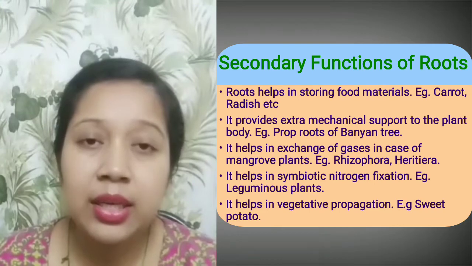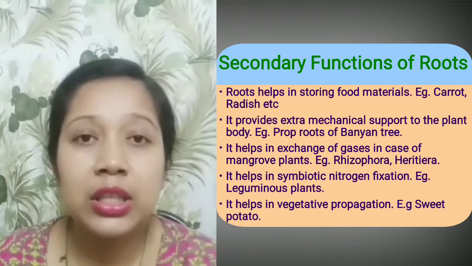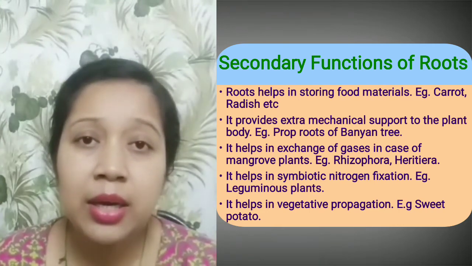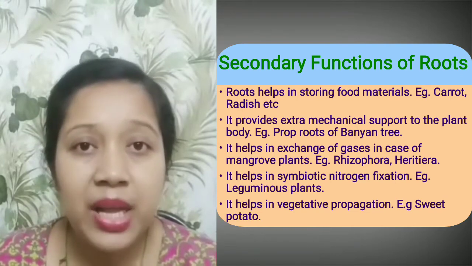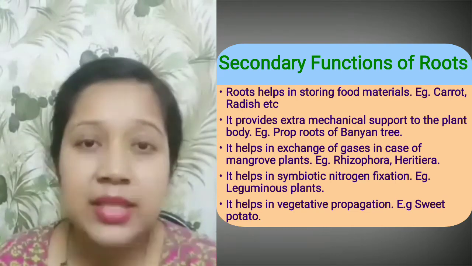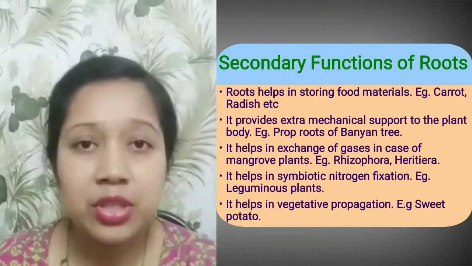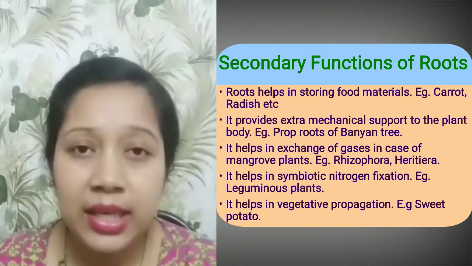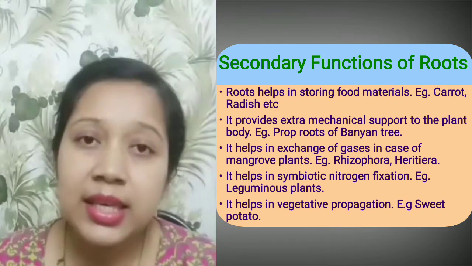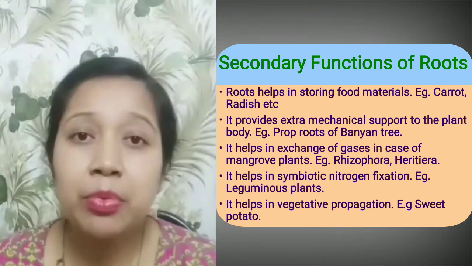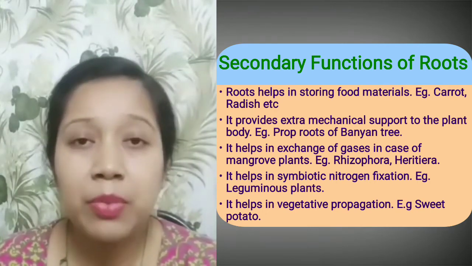So that is another function of the root system, which is done by some plants, not all plants, but some plants according to their need. That is the first secondary function, the storage of food. The other secondary function is that they provide extra mechanical support to the plant body.